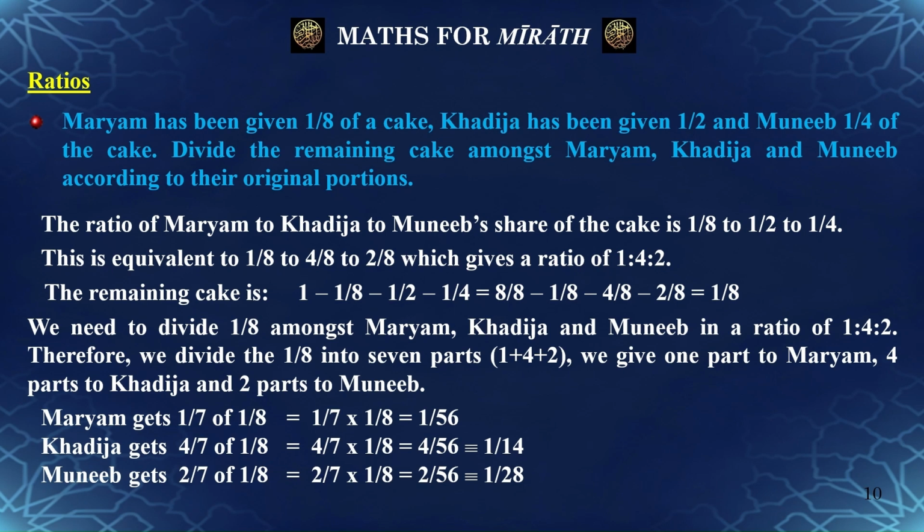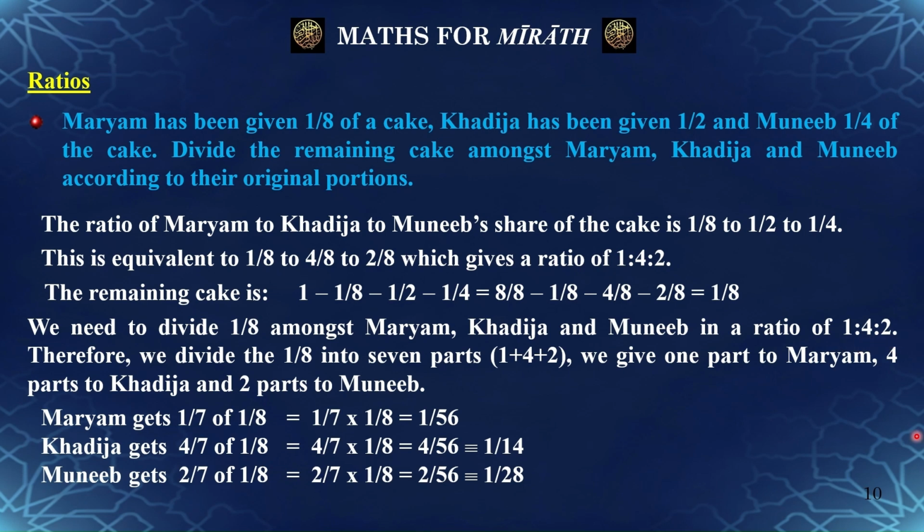This is equivalent to 1/8 to 4/8 to 2/8, which gives a ratio of 1 to 4 to 2. The remaining cake is 1 minus 1/8 minus 1/2 minus 1/4 equals 8/8 minus 1/8 minus 4/8 minus 2/8 equals 1/8. We need to divide 1/8 amongst Maryam, Khadija, and Munib in a ratio of 1 to 4 to 2.